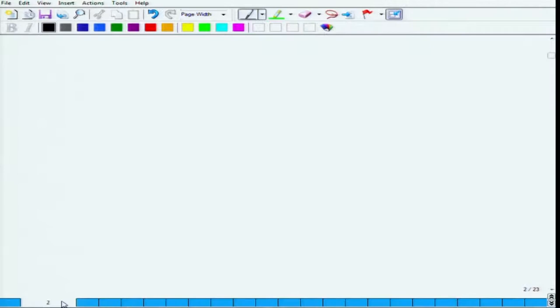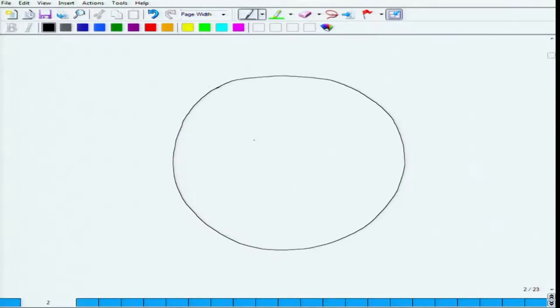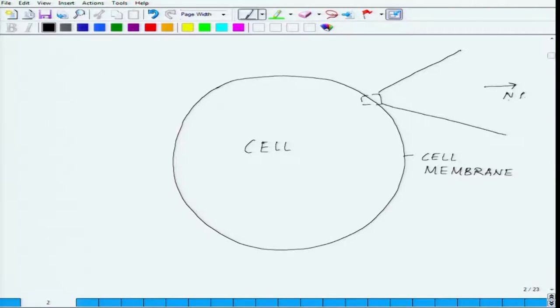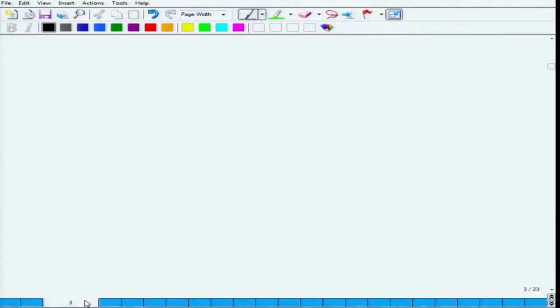So, if you look at the basic structure, if this is your cell, this is any kind of cell, it could be a neuron, it could be a muscle or whatsoever. If I take a cross section of this and blow it up, this is basically your cell membrane or plasma membrane, sometimes it is called plasma membrane also. So, we go to the next page, and essentially what you will see is that the membrane consists of bilipids. Likewise, this is how the membrane looks like.